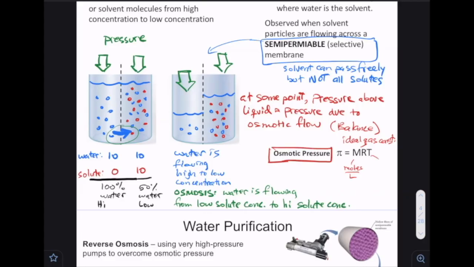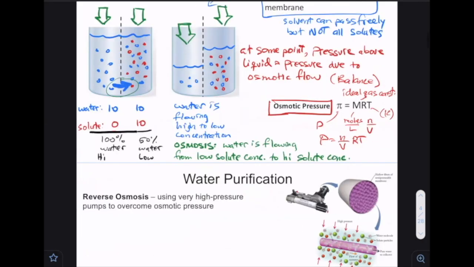And T is the temperature that's going to be measured in Kelvin. So moles per liter, that's n for moles, V for liters. Osmotic pressure, P, is equal to n divided by V times RT. Does that look familiar to anybody? It's PIV-NERD. That's right. We rearrange this.